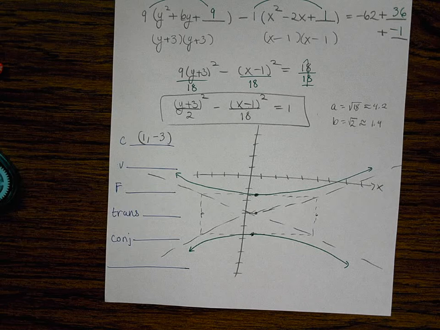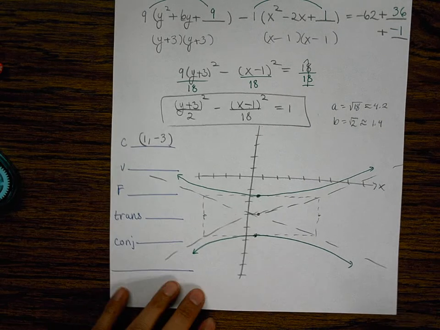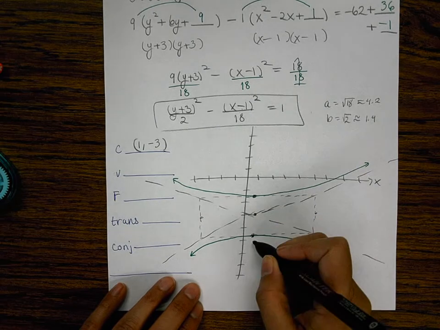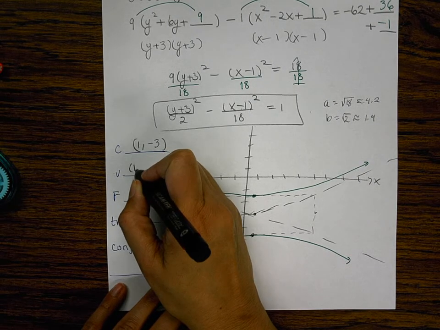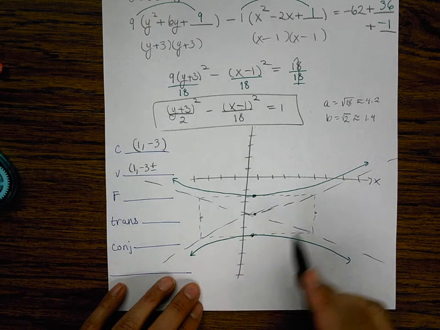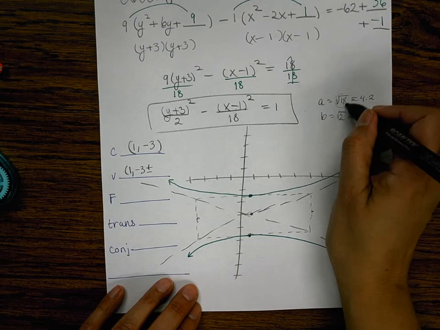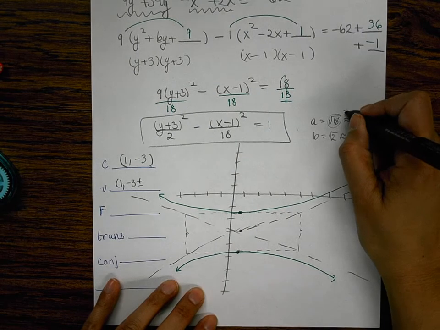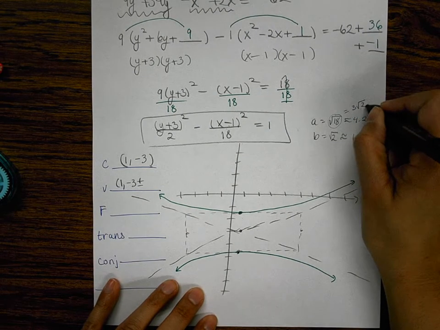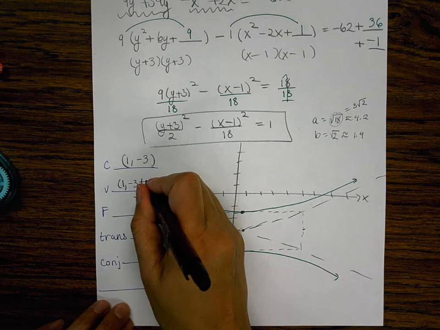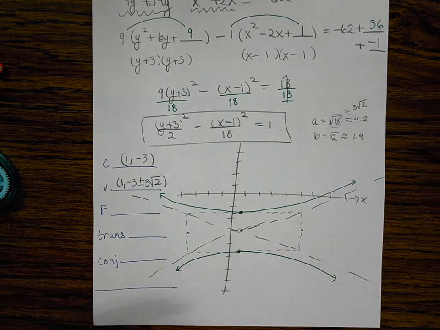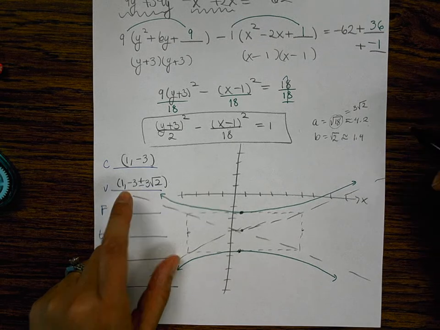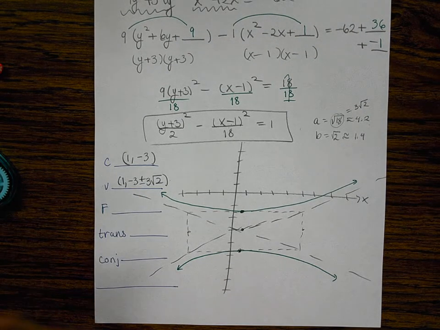And let's find our vertices. Okay, from the center, I went up and down. When you go up and down, what's changing? The Y. So 1 is going to stay, and -3 plus or minus, how far up and down did I go? I went up and down root 18. Root 18 is 3 root 2. Now, I'm going to leave it like that, 3 root 2. If you want to actually do -3 plus 4.2, -3 minus 4.2 and get decimal values, you can. I'm going to leave it like this.